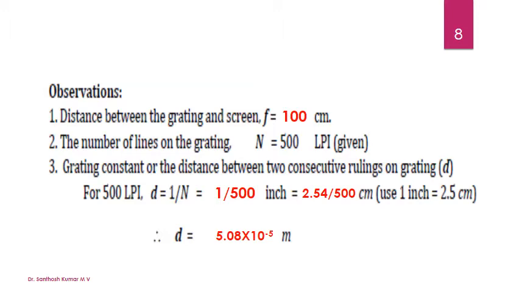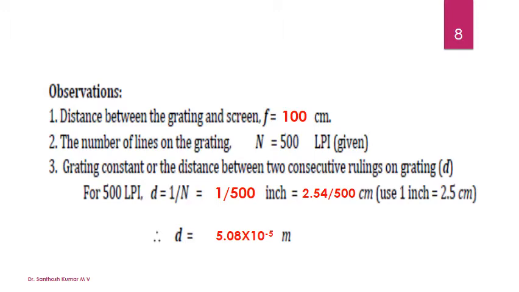And the observation: the distance between the grating and the screen is taken as 100 centimeters. This we need to adjust first by using the scale. The second is the number of lines in the grating, which is 500 LPI, that means lines per inch. The grating constant can be calculated using the 500 LPI. d equals 1 by n, that is 1 by 500, in inches.